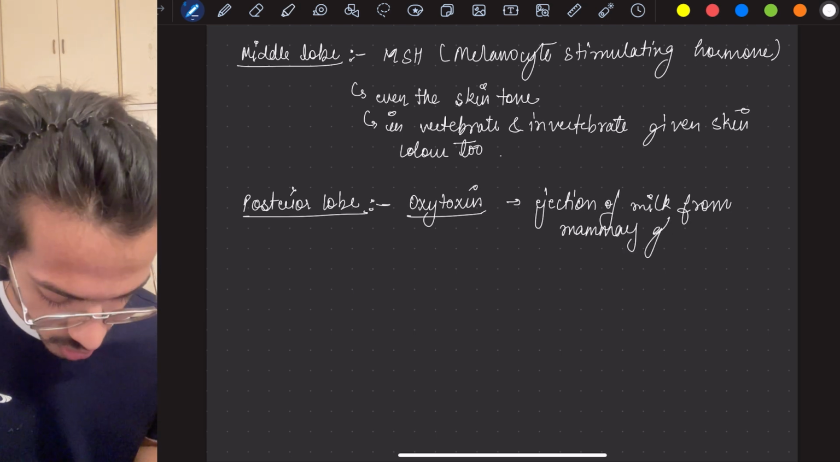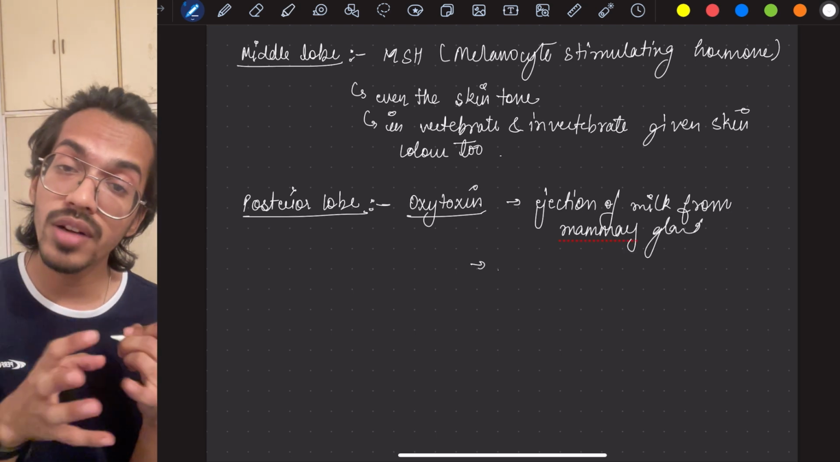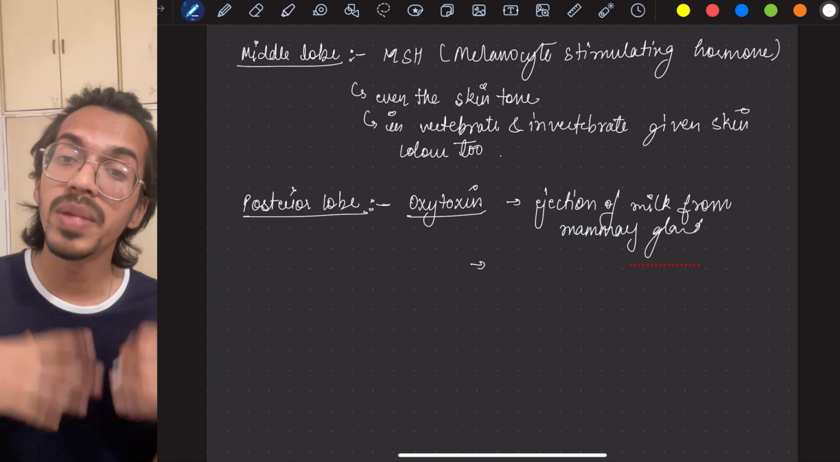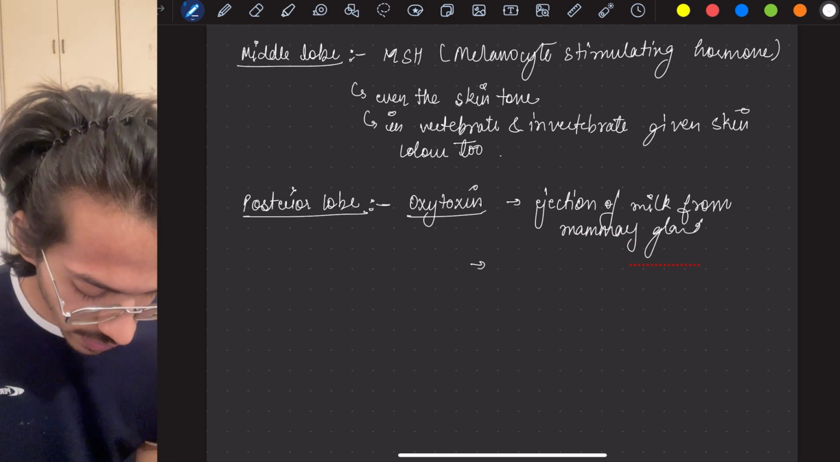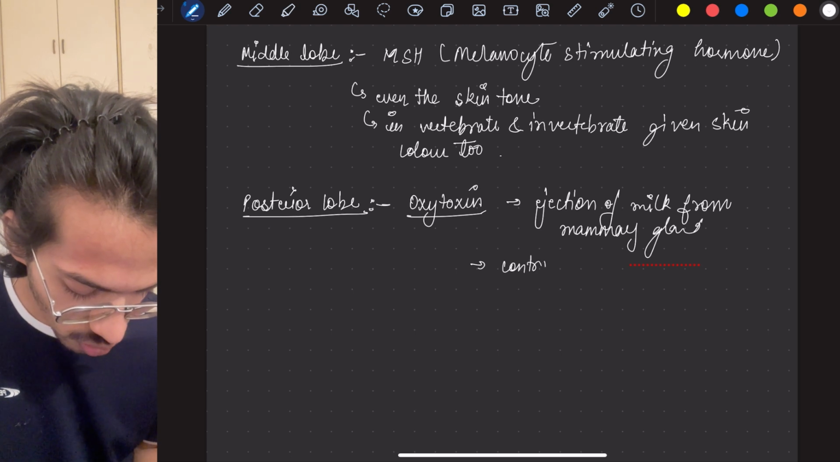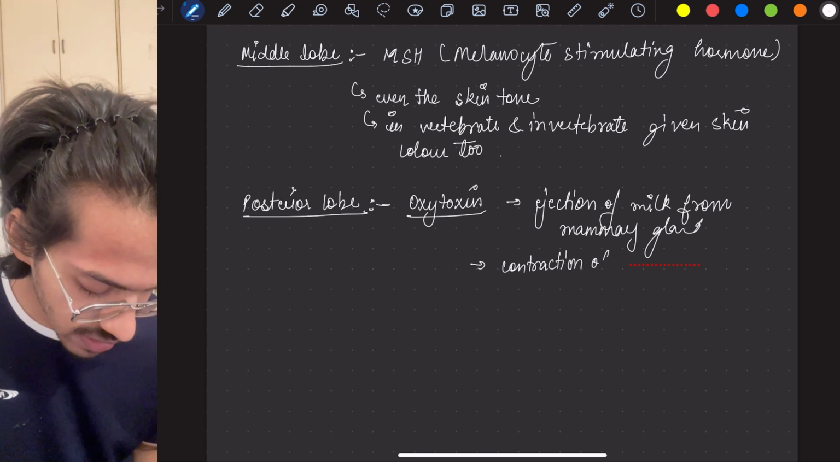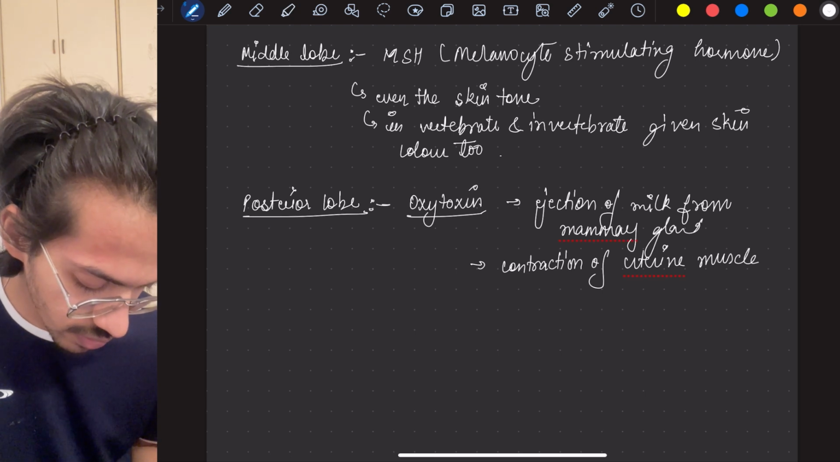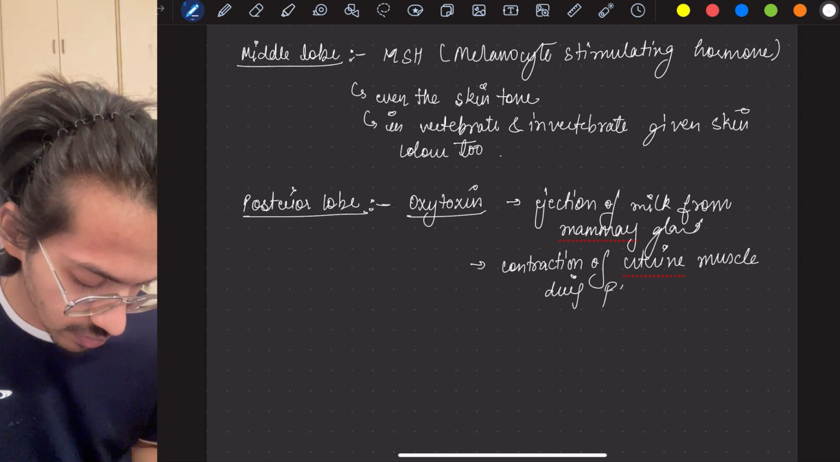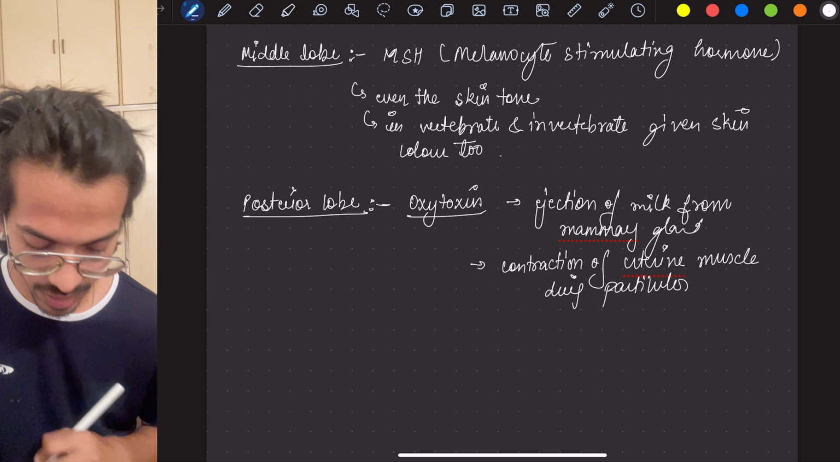Plus it is responsible for the contraction of the smooth muscles, especially in the uterus for the delivery of the baby. So it helps in the contraction of uterine muscles during parturition, that is delivery of the baby.